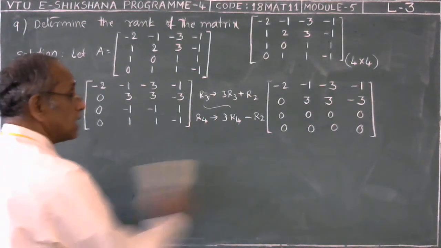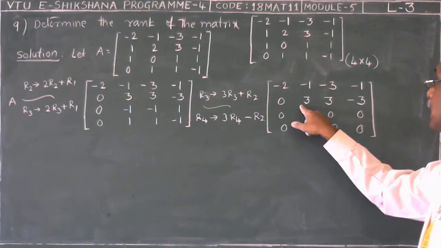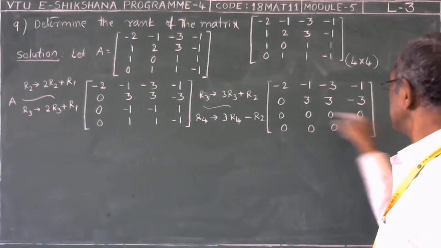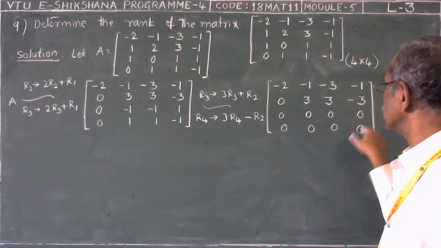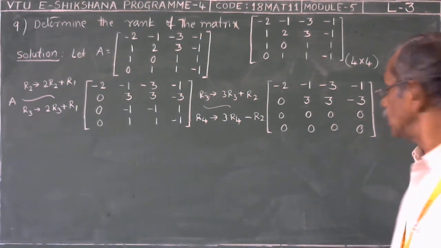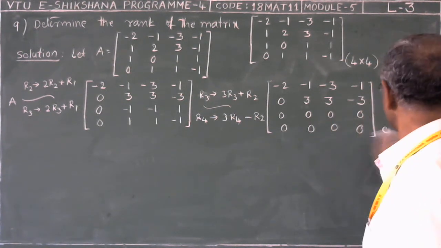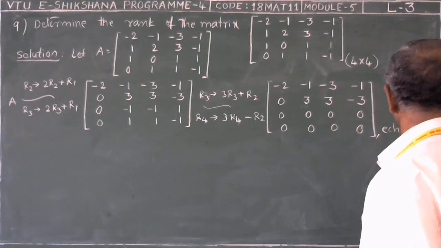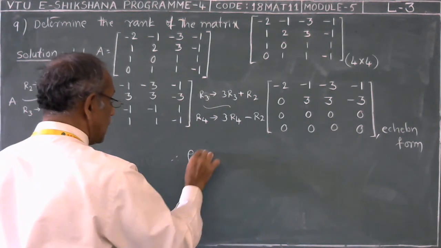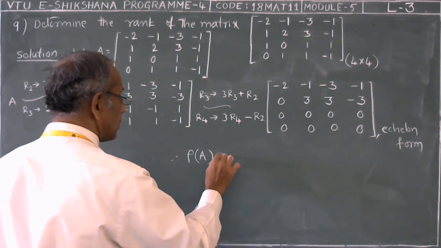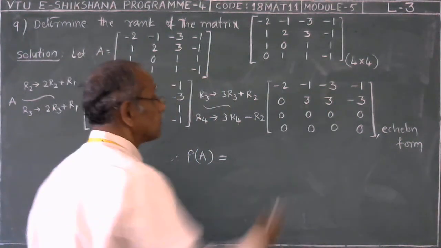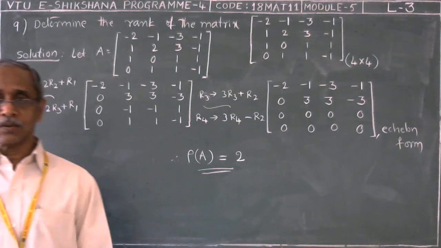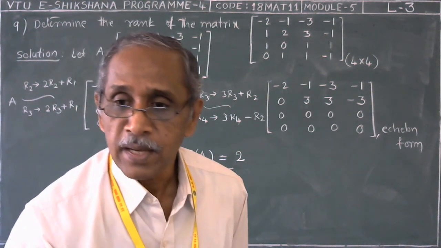So this is perfectly the echelon form. Look at the second row. The leading element is 3, to the right of the leading element in the first row. There are no leading entries in the third and fourth rows, all zeros. So the number of non-zero rows is equal to 2. Therefore, the rank of the matrix A is the number of non-zero rows in the echelon form, that is 2. Rank of A is 2. With this, I conclude today's lecture and continue the remaining portion in the next lecture.